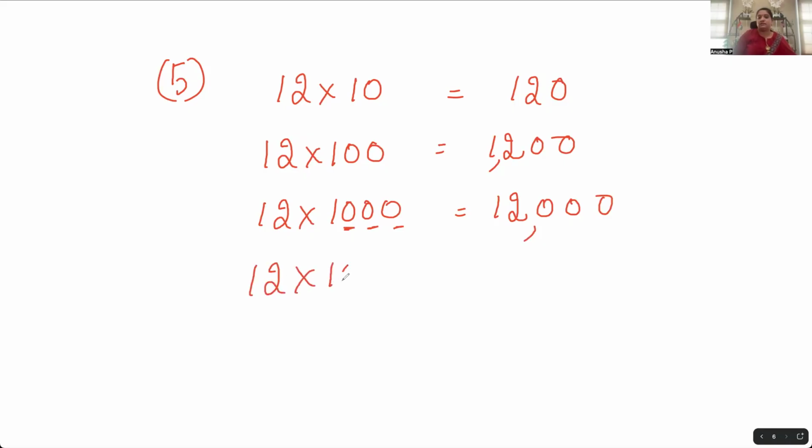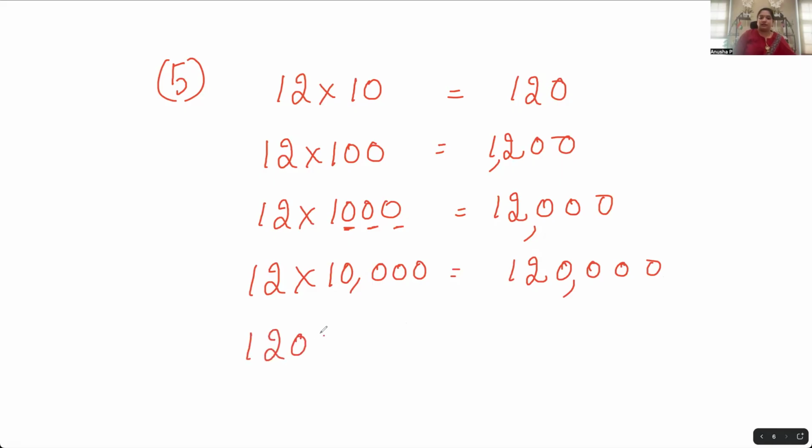Now 12 times 10,000. 12 times 1 is 12, and we have four zeros. So we will keep four zeros, which is 120,000.